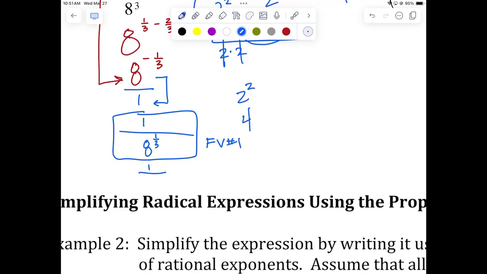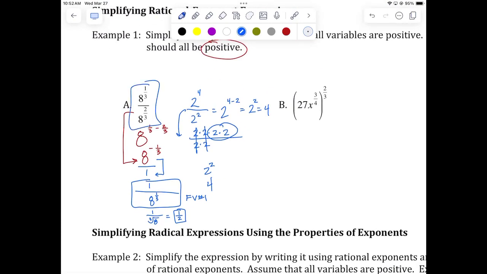You could now get rid of the fractional exponent if you want. 8 to the 1/3 is the same as what? Cube root of 8. Yeah. I'm running out of room left to right, so I'll just go down. What is the cube root of 8? 2. So guess what that entire expression is equal to? It's equal to 1 over 2. Yeah, it's equal to 1/2.